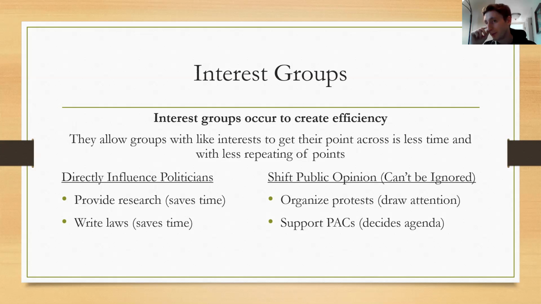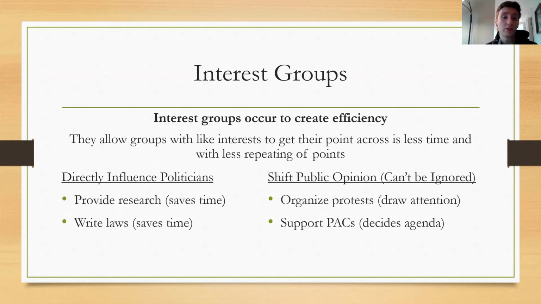Or they can support PACs, which your crash course should have talked about, political action committees. While they're not the same as interest groups, interest groups can often throw resources at them. If a PAC can deal with campaigning and getting somebody elected, they can still decide the agenda by convincing the majority of the public that these are issues they should be concerned about, and these are the types of politicians they should be electing.